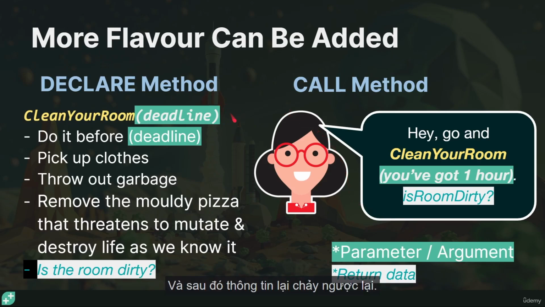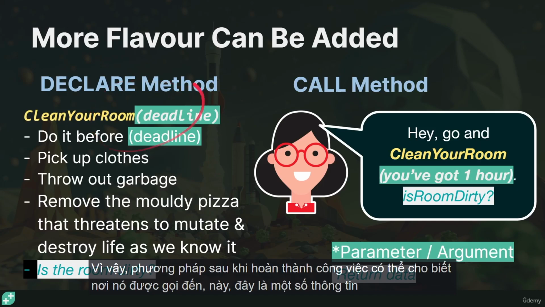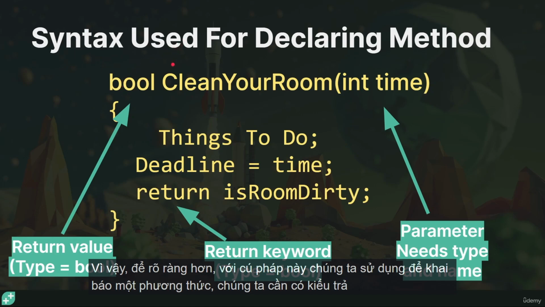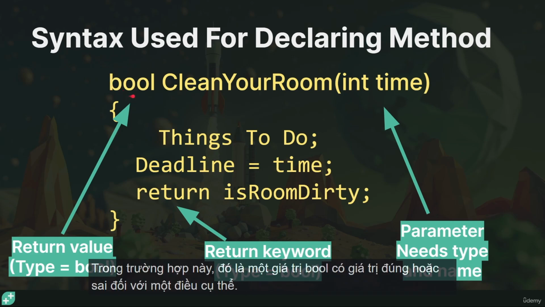And then also the information flows back the other way. So the method, after it's done its stuff, can tell the place where it was called, hey, here's some information that might be useful to you. So just to be clear, with this syntax we use for declaring a method, we need the return type at the start. In this case, it's a bool, which is going to be true or false for a particular thing.